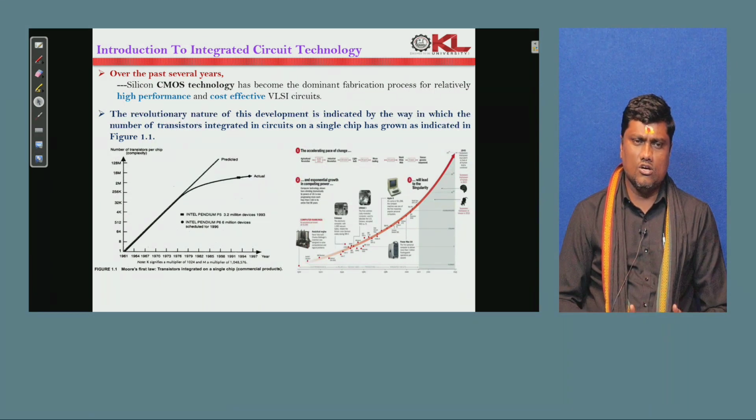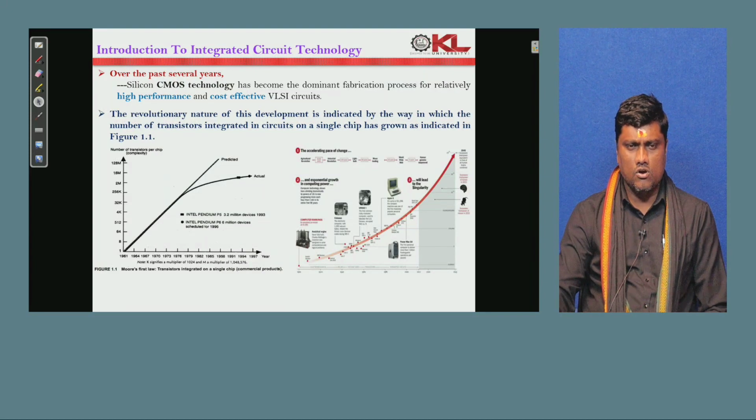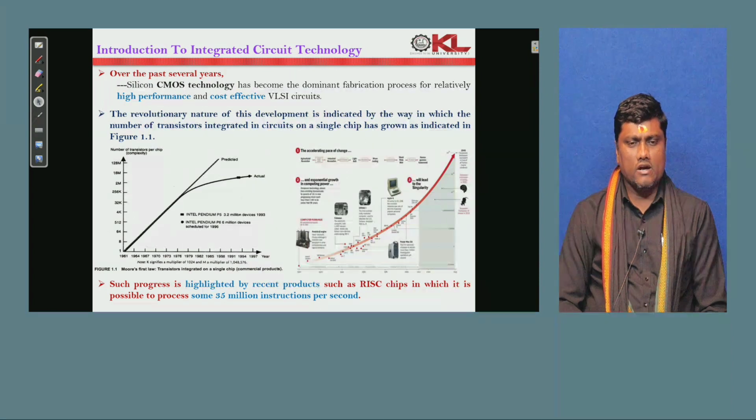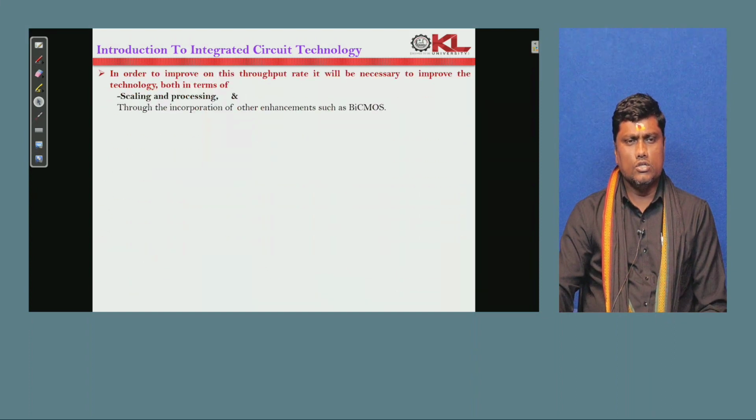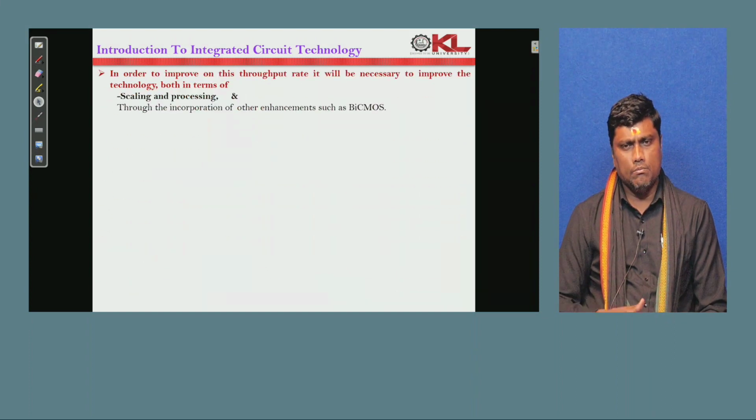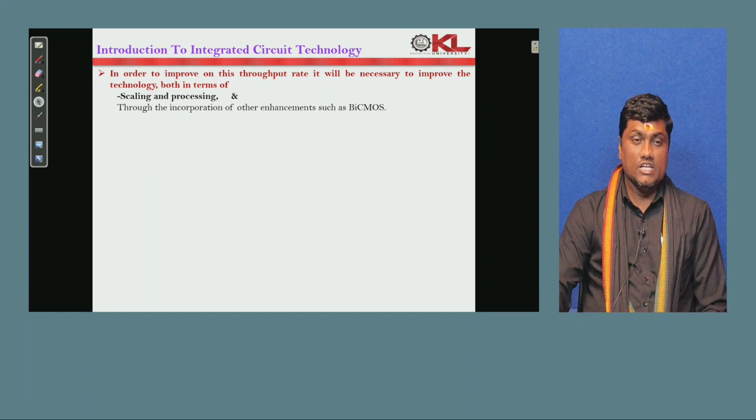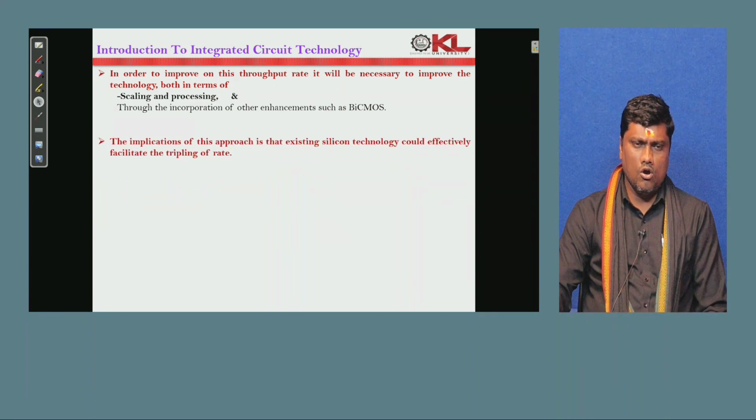Still, we are very close to the actual scenario of Gordon Moore's prediction, and such progress is highlighted in recent RISC chip products, which can process around 35 million instructions per second. In order to improve the technology, one of the most important things is scaling, and the other is processing. Because of scaling, that means size reduction, and because of processing, the fabrication, these kinds of devices have been developed at large scale.